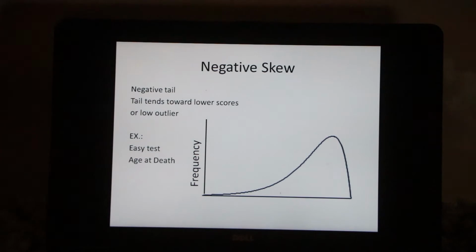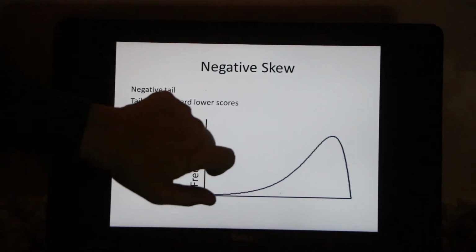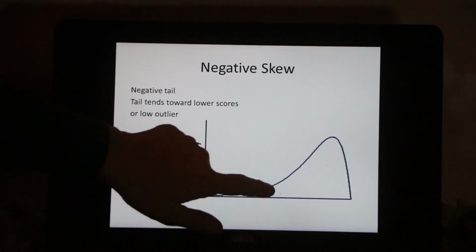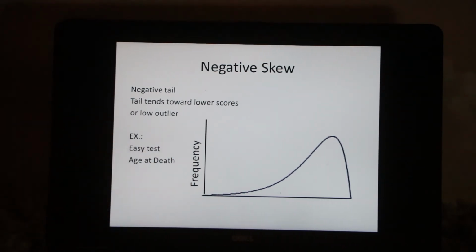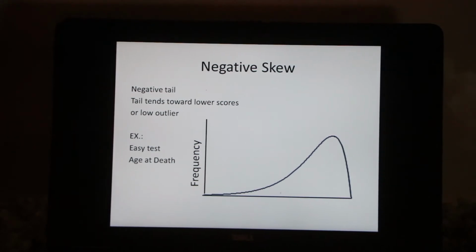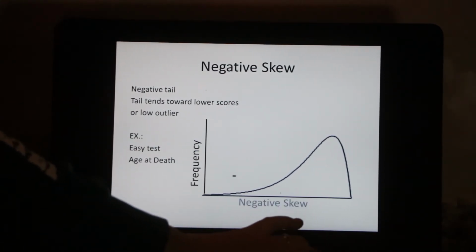Here's another example: the age at which people die. Most people's life spans are going to be up here, and the average is probably in the high 70s, low 80s. But you do have some people who die younger, and so they may skew that average if you include them. So that's an example of a negative skew, just to demonstrate how a few outlying values can really affect the mean.